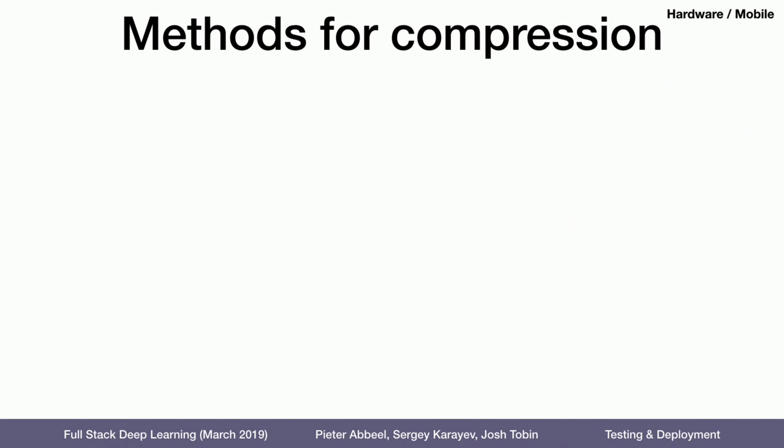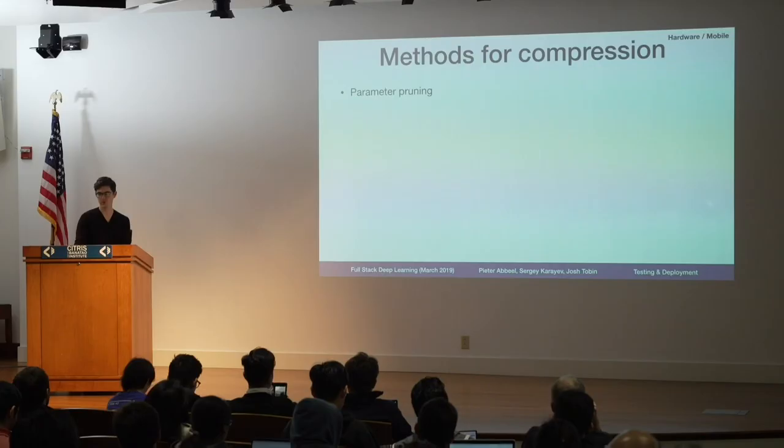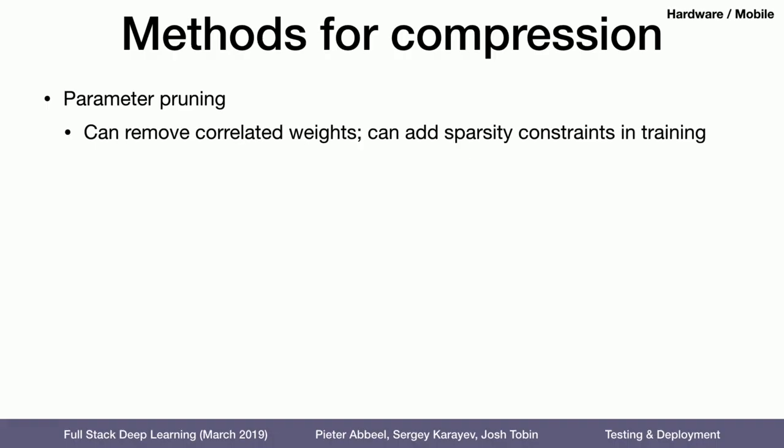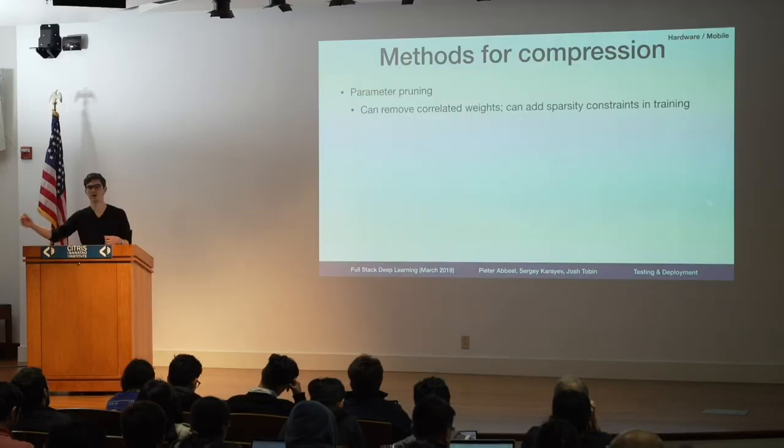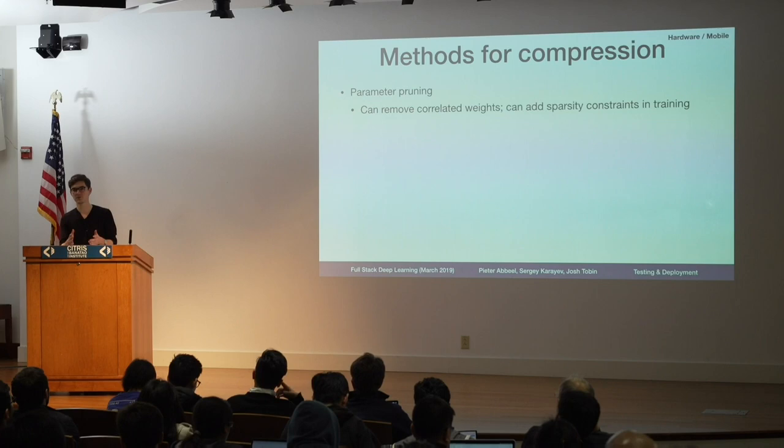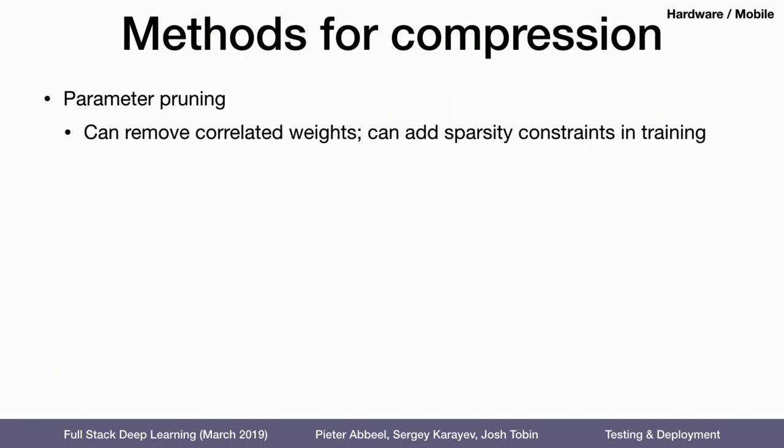So the first thing I want to talk about is methods for compression of networks. The idea that you might have is, well, I've trained a network with a million parameters, but do I actually need that million parameters to serve predictions? The answer is often no. You just need some subset of the parameters. And there are methods for doing that. So you can remove correlated weights.